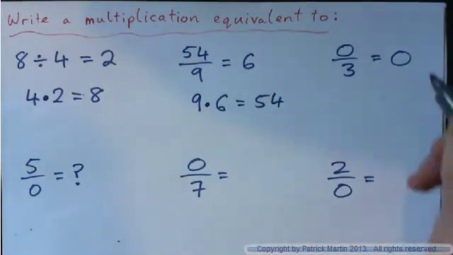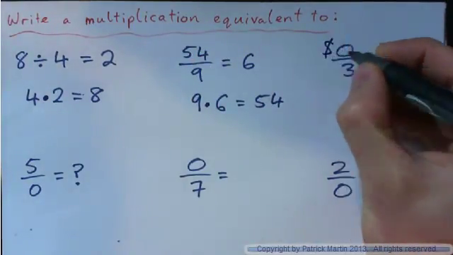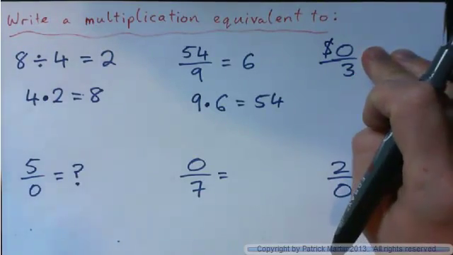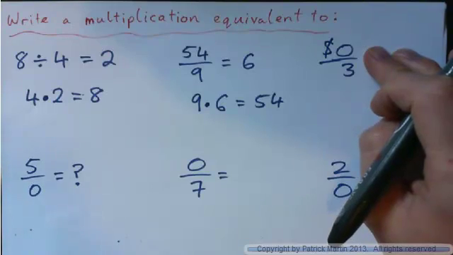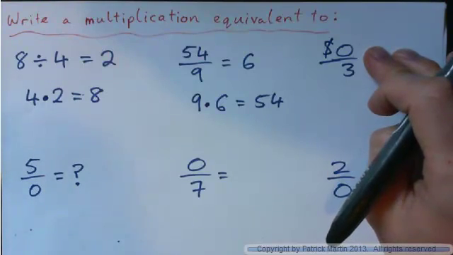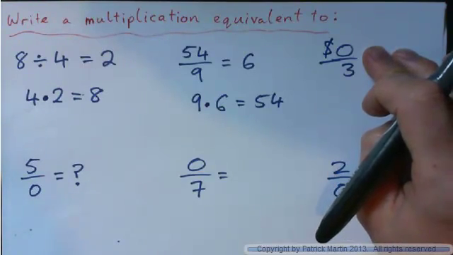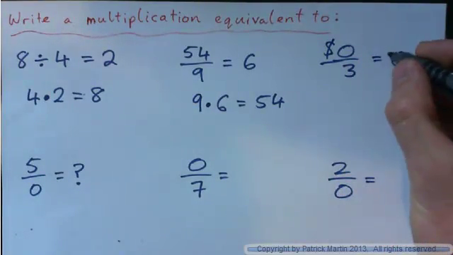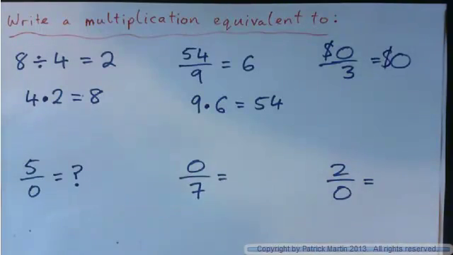right? If you have $0 and you divide $0 equally among 3 people, how much money does each person get? Each person gets $0, right? So 0 divided by something is 0. So 0 divided by 3 is 0.